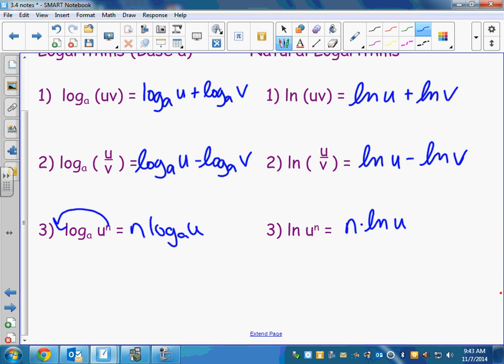Today we're not solving equations. Today we're just going to practice using these. So some of these are going to say break apart the logarithm. So you're going to break it like this. Some of them are going to say put back together the logarithm as one logarithm, practicing using these properties.